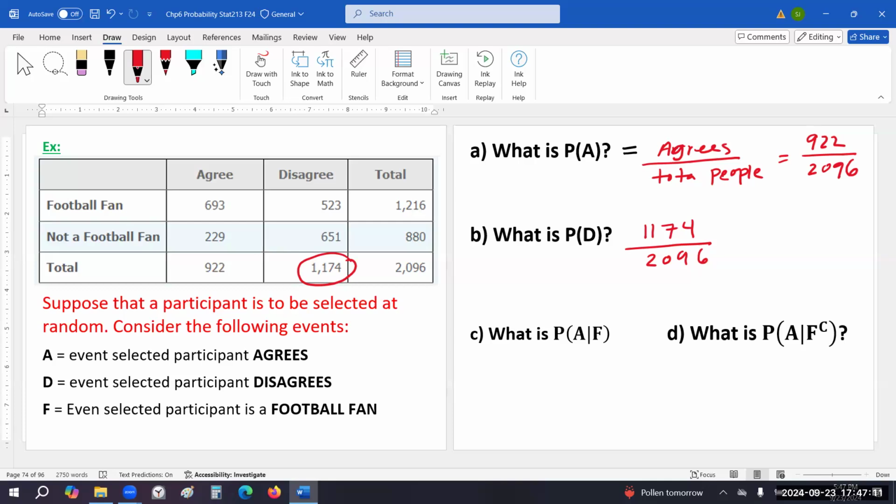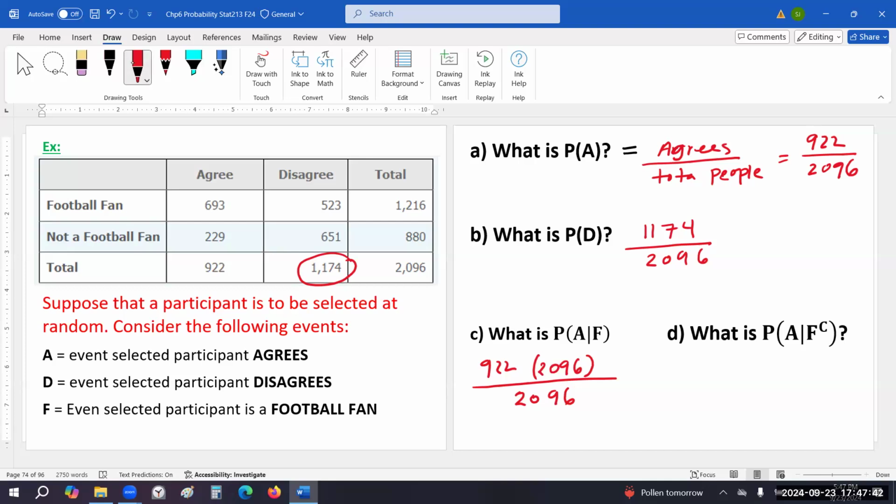Tell me the number. 922. 2096. Over what? 2096. Very close, but I don't think it's quite right. 2096. Then it's definitely wrong. You know why?